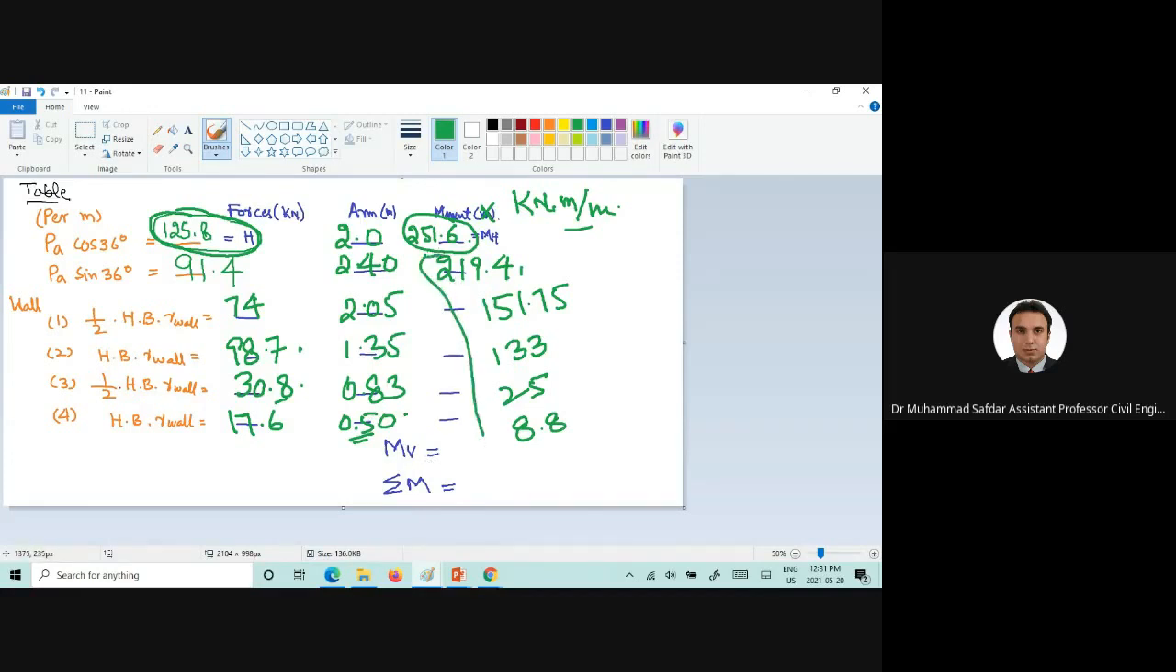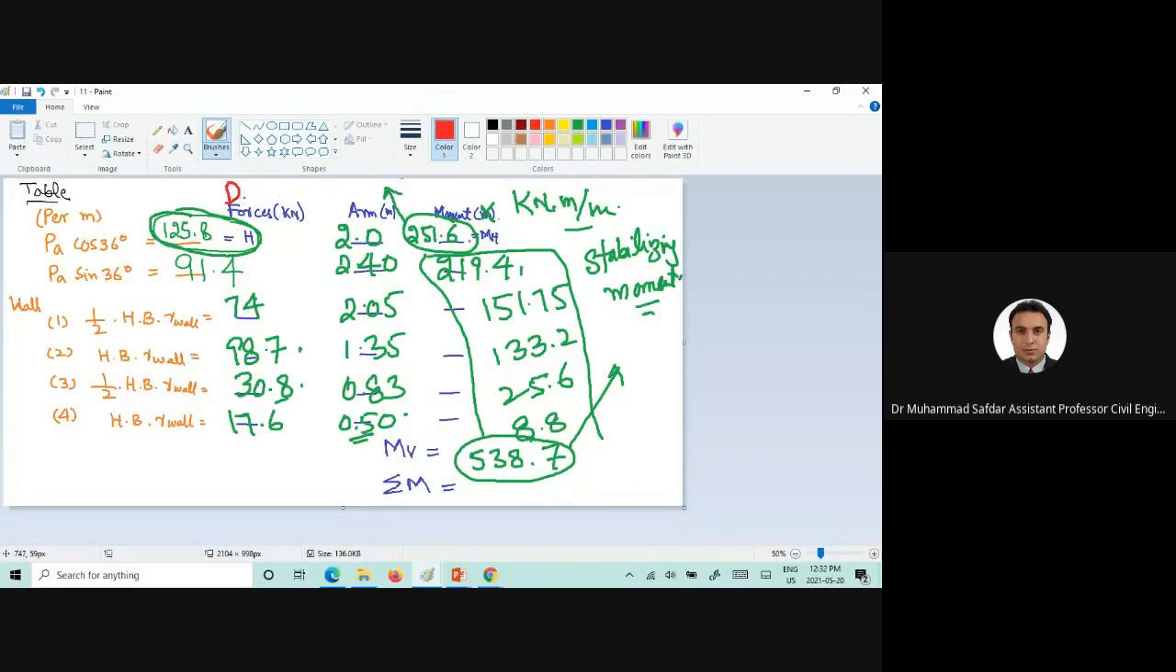What will be the moments due to the vertical forces? We will get 538.7. Right, you can add the points too, 0.2 here and 0.6 here. Now these are the moments, we can also call those stabilizing moments. And this one we can call the destabilizing moment. So we need to subtract 251.6 from this value, so we get the summation of moments, which would be 287.1 kilonewton meter per meter.